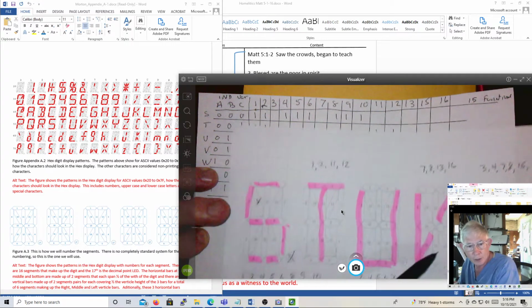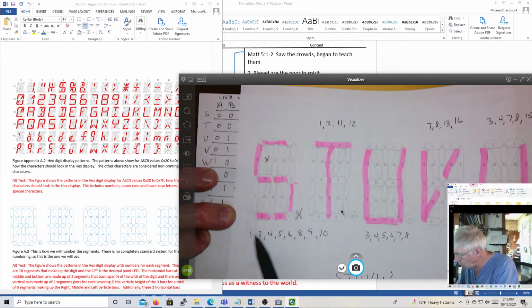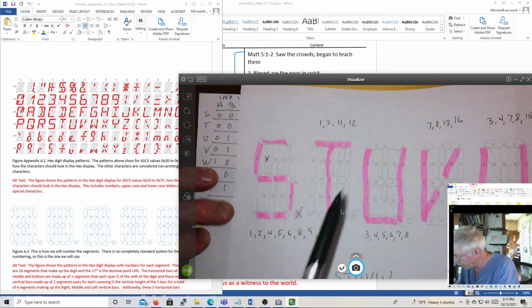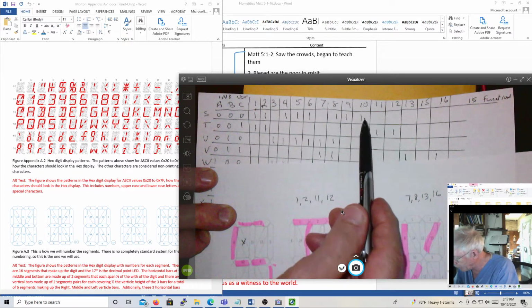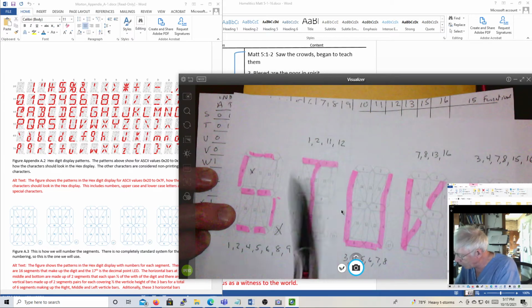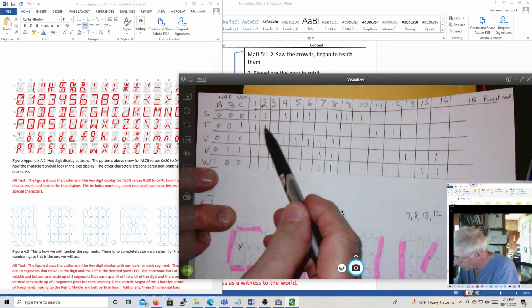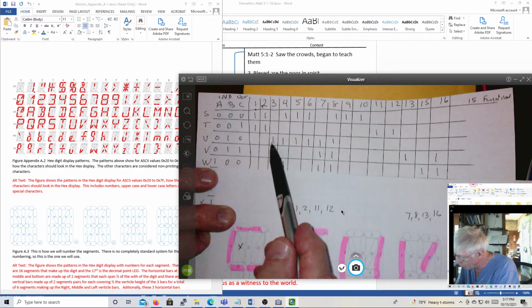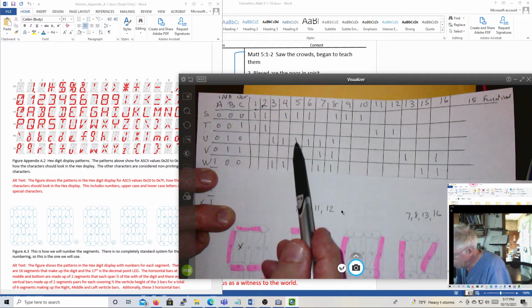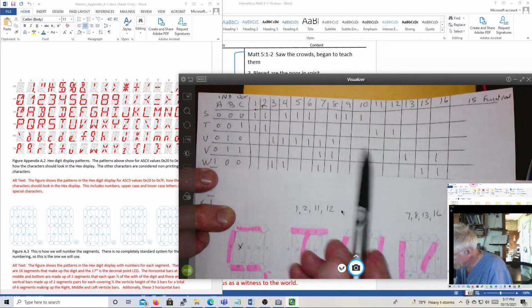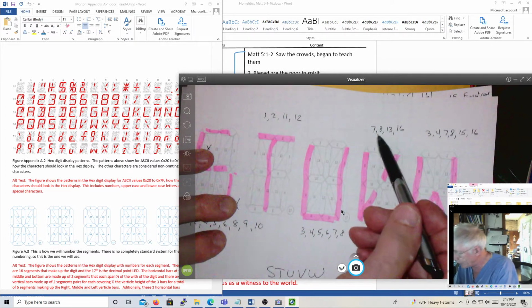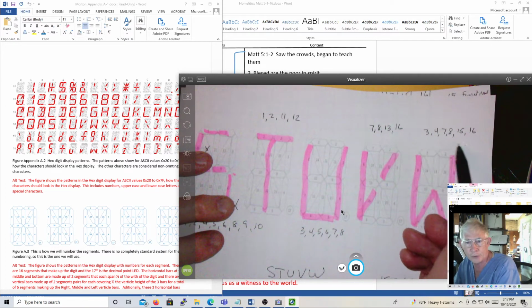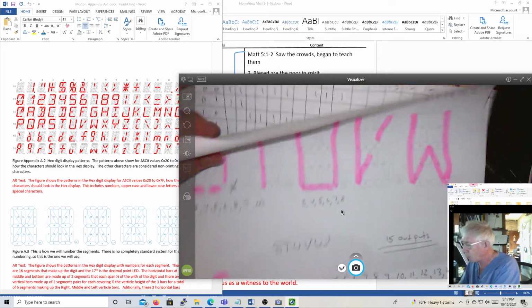Then I took these numbers, and for the first row I put in 1, 2, 4, 5, 6, 8, 9, 10. For the next row, I needed 1, 2, 11, 12. The next row, I needed 3, 4, 5, 6, 7, 8. The next row I needed 7, 8, 13, 16, and finally 3, 4, 7, 8, 15, 16. So I put ones in all those places.